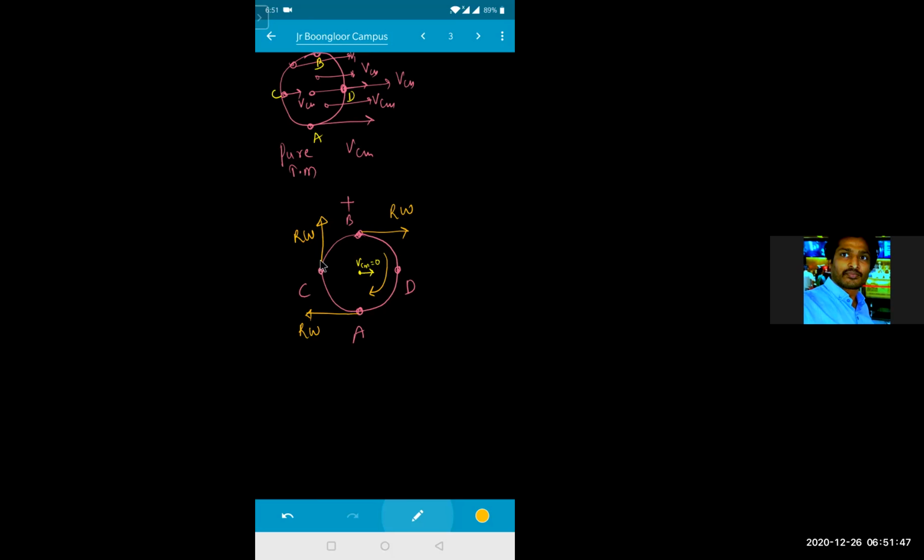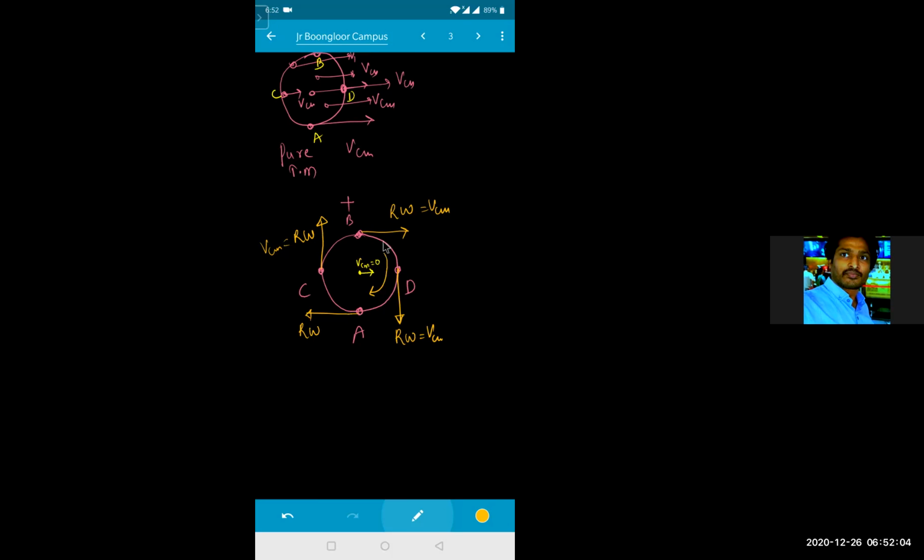So now coming from A to C, C to B, and B to D. What is the direction of this one? This one is in this direction. This is your R omega. This is also your VCM. This is also your VCM. Everything is VCM. This one is also your VCM, and this one is also your VCM part of the relation.